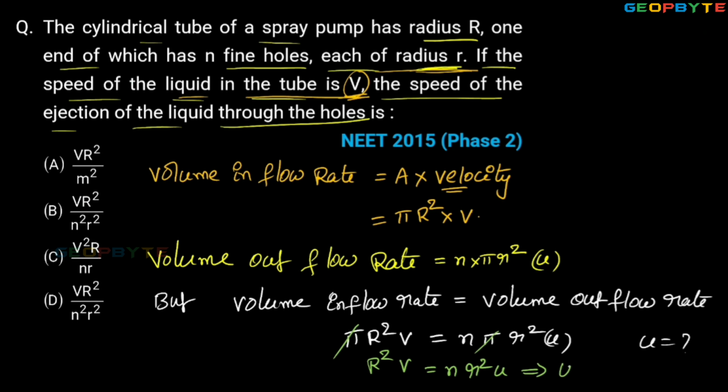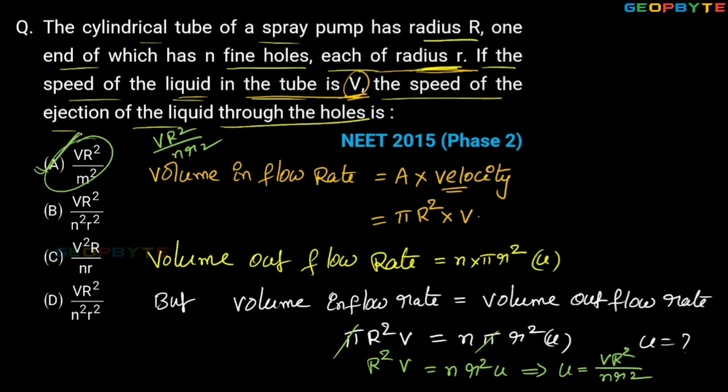From this, the speed of the ejected liquid particles through the fine holes is V R square by N r square. Look at the options. No option is available. This may be a printing mistake. V R square by N r square. With this correction, I can select A.